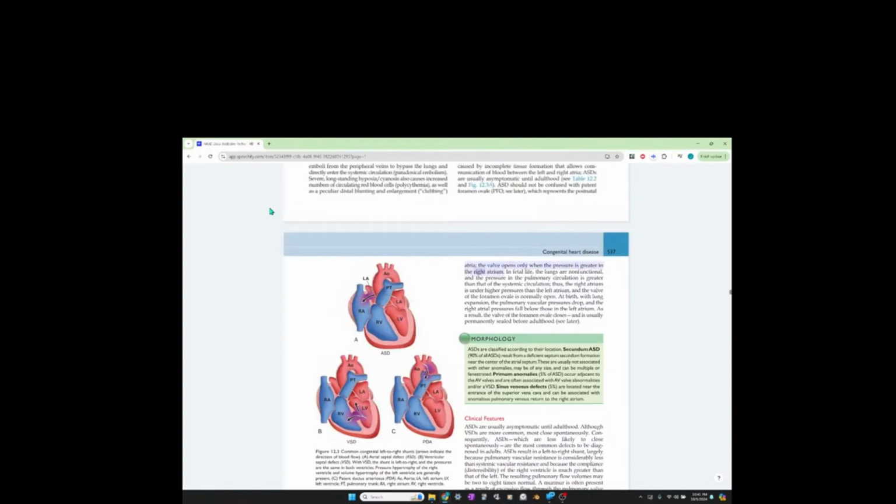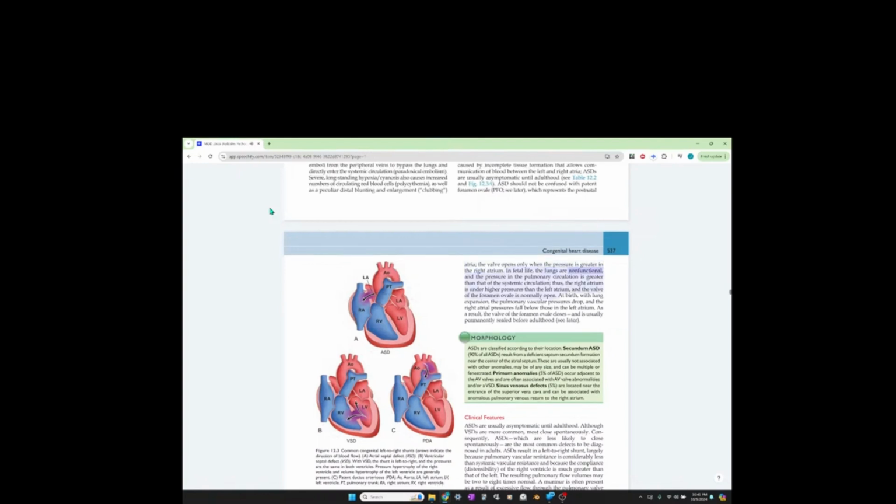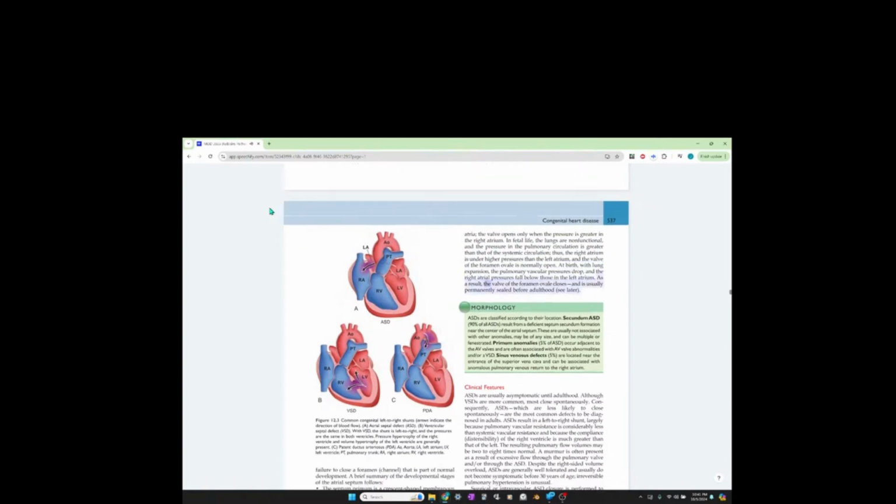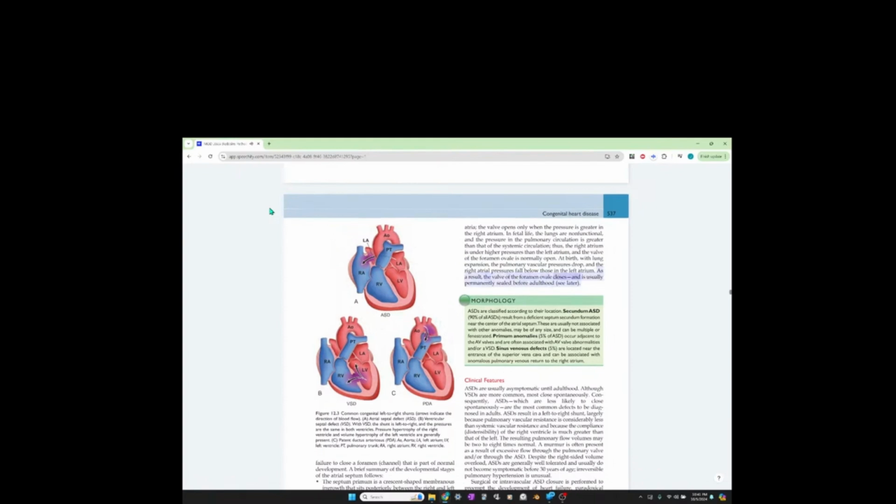In fetal life, the lungs are non-functional, and the pressure in the pulmonary circulation is greater than that of the systemic circulation. Thus, the right atrium is under higher pressures than the left atrium, and the valve of the foramen ovale is normally open. At birth, with lung expansion, the pulmonary vascular pressures drop, and the right atrial pressures fall below those in the left atrium. As a result, the valve of the foramen ovale closes, and is usually permanently sealed before adulthood.